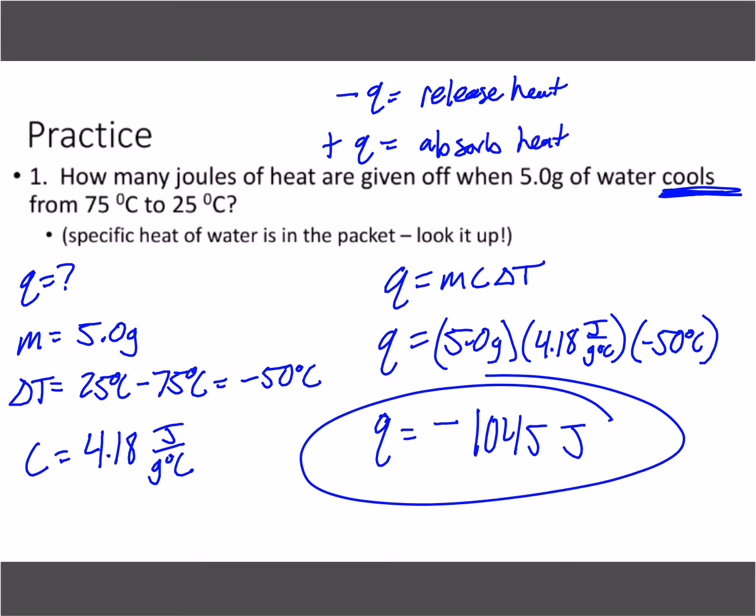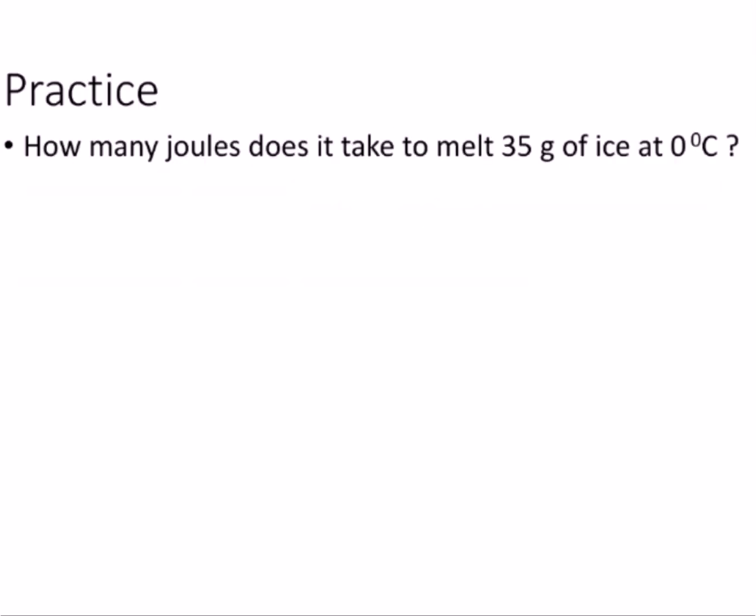Can't you just tell that? It says, how many joules does it take to melt 35 grams of ice at 0 degrees Celsius? What am I looking for? Q is what I'm looking for. What's my key word in this problem? Melt. What does that imply right there, folks? Phase change. So what formula am I going to use? Am I going to use Q equals MC delta T? No. It's going to be MHF here because we are dealing with fusion. Go ahead and solve this problem.